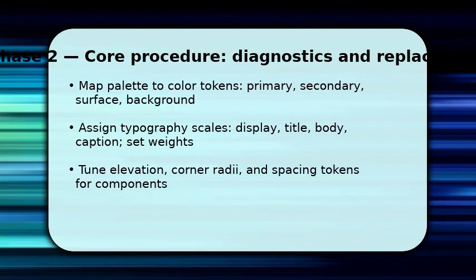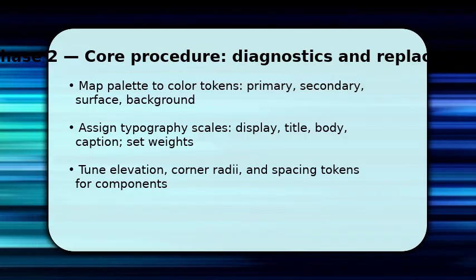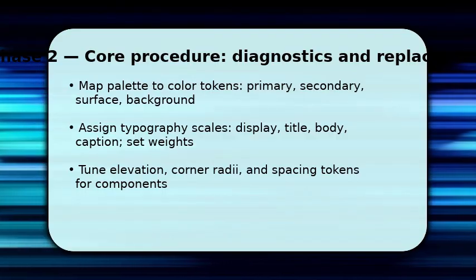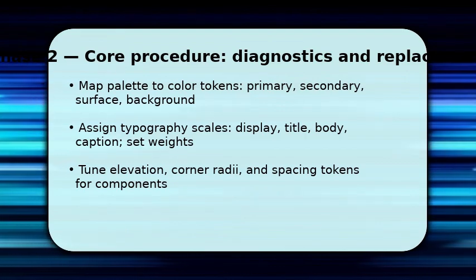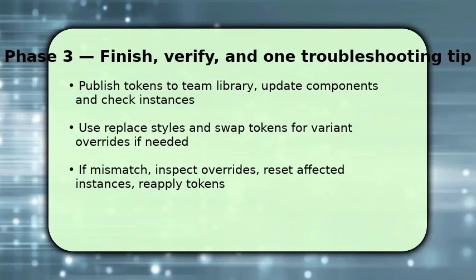Then adjust elevation, corner radii, and spacing tokens so components behave consistently. As you modify tokens, watch instances update in real time. This confirms coverage. Make incremental changes and use the preview panel to validate contrast and alignment before publishing. You finish by publishing tokens to your team library, which pushes changes to all components and files.